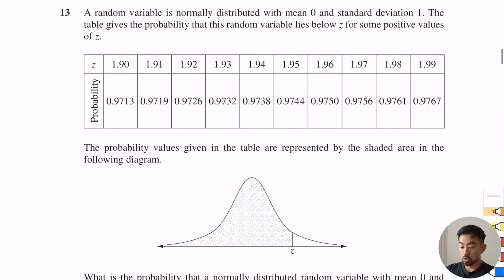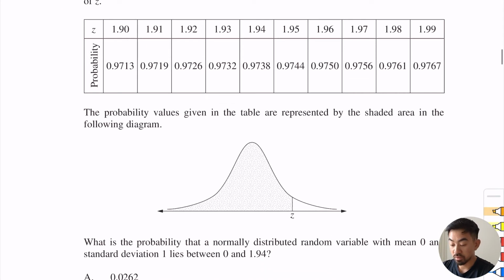Okay, normal distribution question. A random variable is normally distributed with a mean of 0 and a standard deviation of 1. The table gives a probability that this random variable lies below Z for some positive values of Z. So here we've got a table of some Z scores and its probabilities. Just to put this into context, what it's saying, for example, let's say your height had a Z score of 1.99. That means if I randomly choose someone from a population, there's a 97.67 chance I'll be shorter than you. So you're obviously super tall.